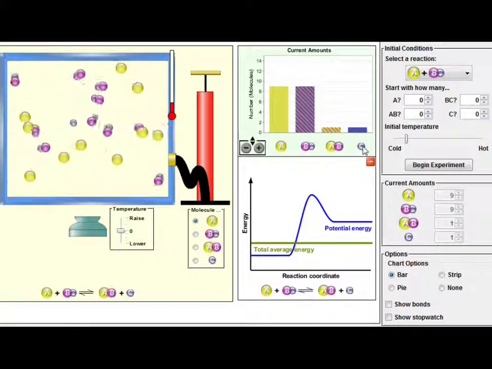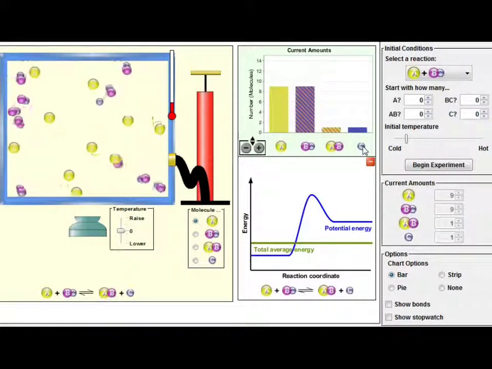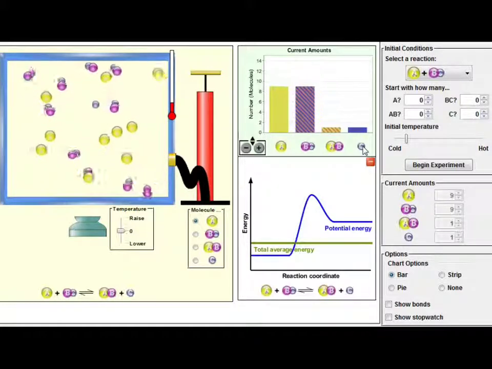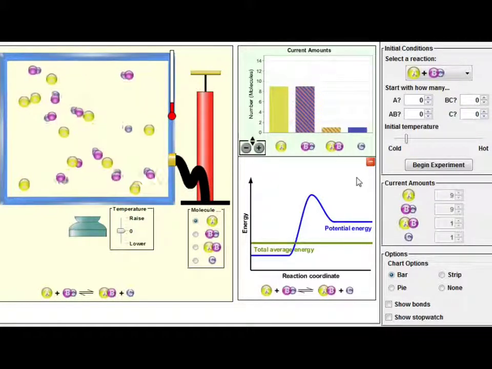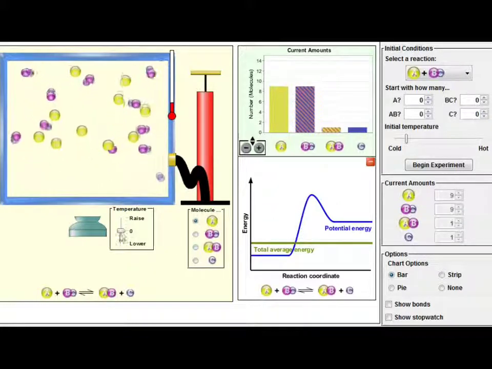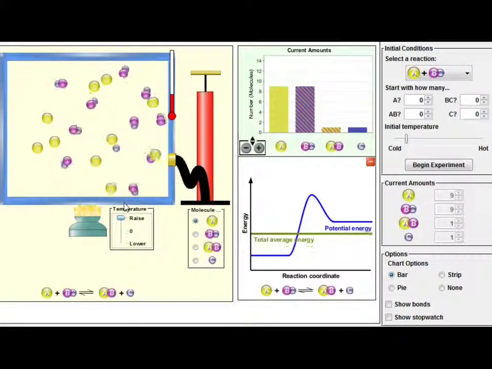But I'm just sitting here and I'm getting kind of bored. I want more to happen. Or if I'm doing this reaction in the lab, I want to speed this sucker up. And so one way I can do that is to increase the temperature. And let's see what happens when we increase the temperature.